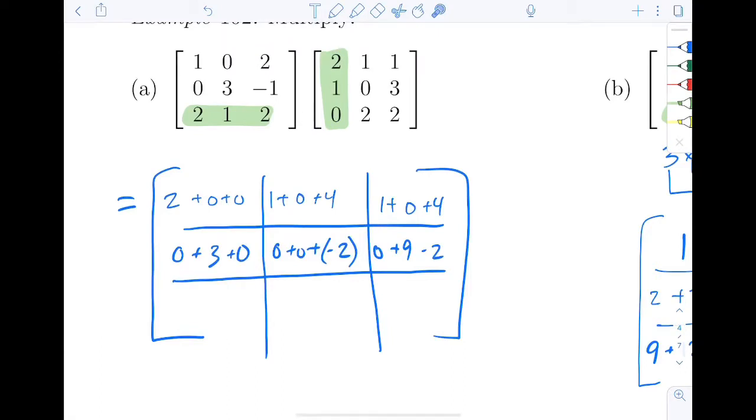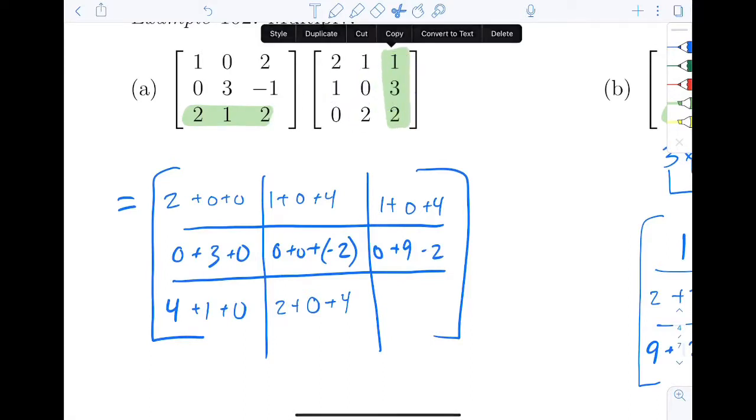Okay, 2 times 2 is 4. 1 times 1 is 1 plus 0. 2 times 1 is 2. Plus 1 times 0 is 0. Plus 2 times 2 is 4.